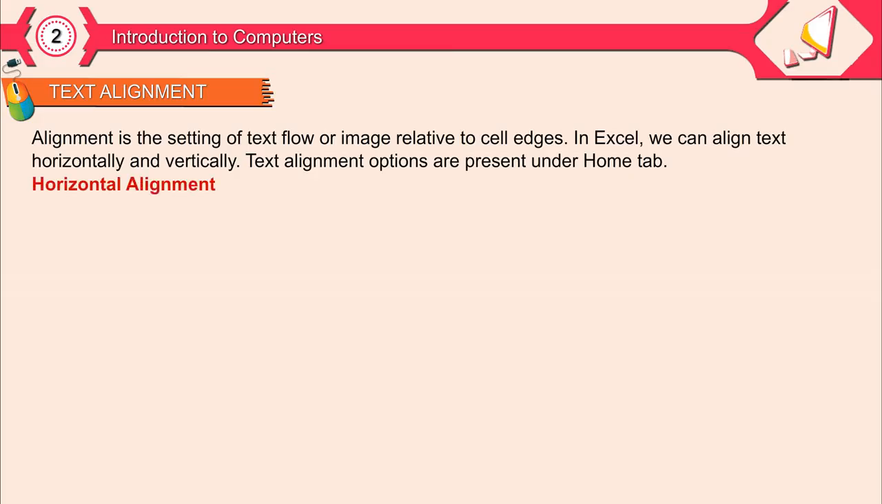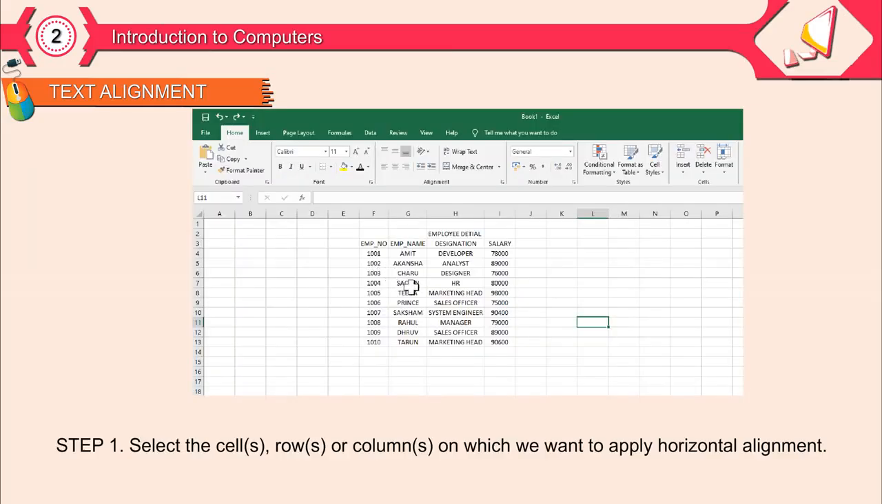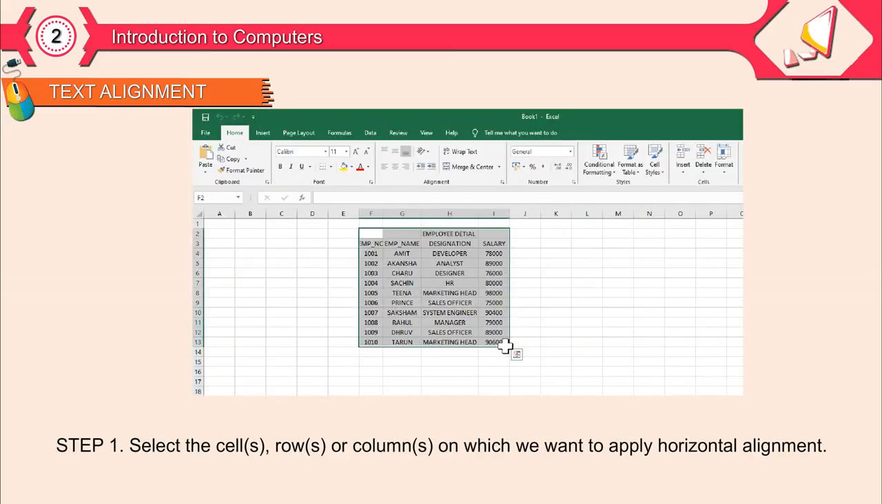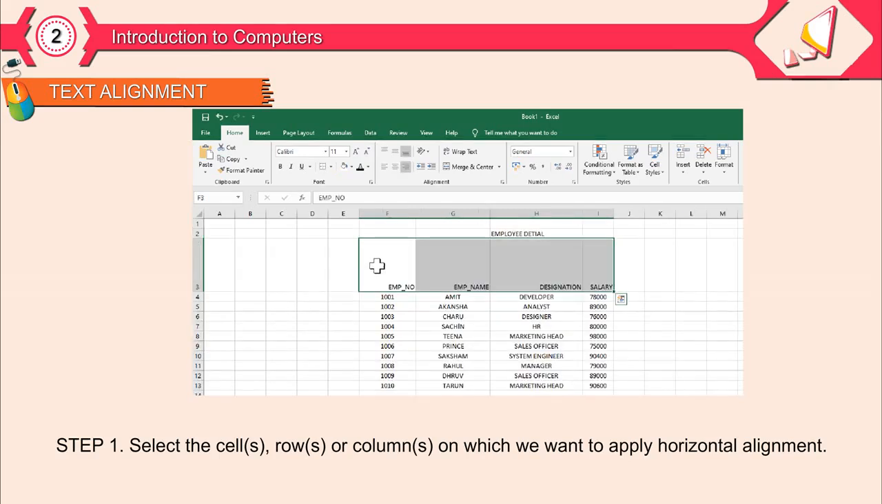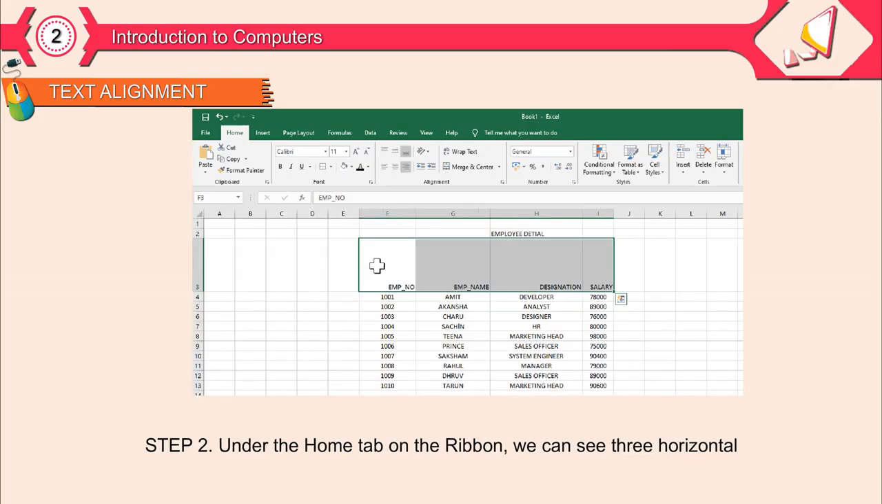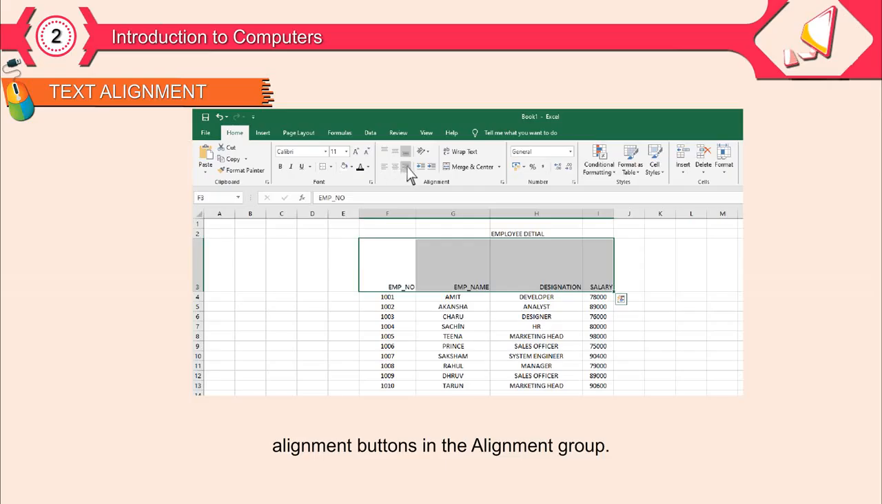Horizontal alignment. To set horizontal cell alignment, follow the given steps. Step 1. Select the cell, row, or column on which we want to apply horizontal alignment. Step 2. Under the Home tab on the ribbon, we can see 3 horizontal alignment buttons in the Alignment group.